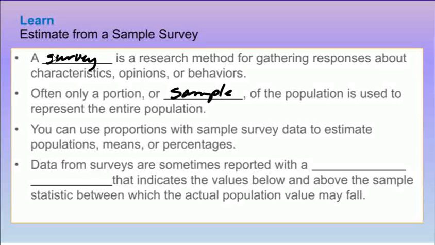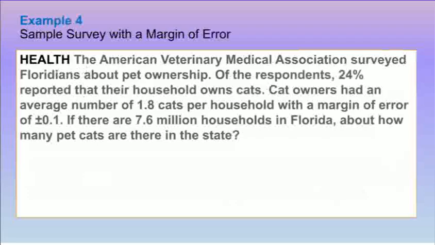You can use proportions with sample survey data to estimate populations, means, or percentages. Data from surveys are sometimes recorded with a margin of error. That indicates the values below and above the sample statistics between which the actual population value may fall. So that's very similar to absolute value.